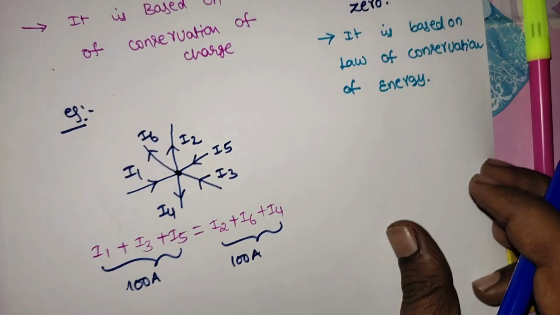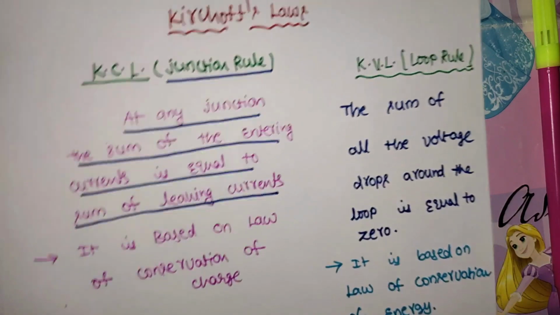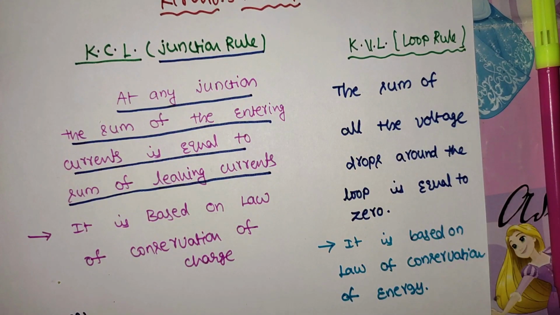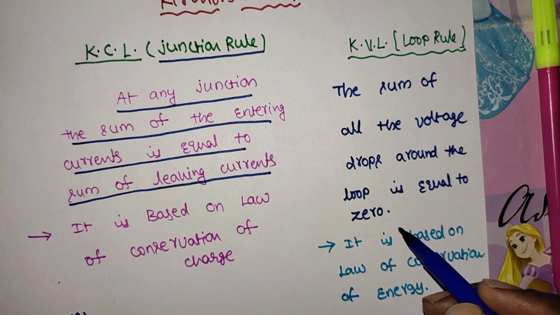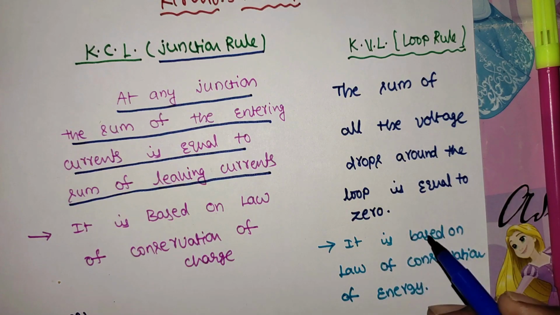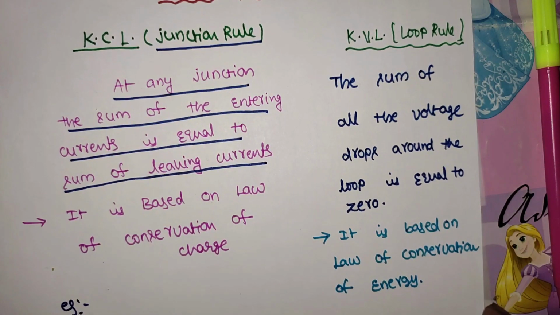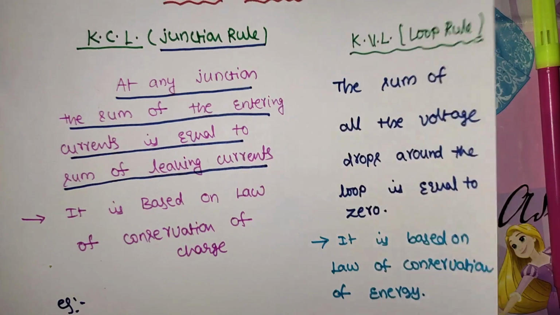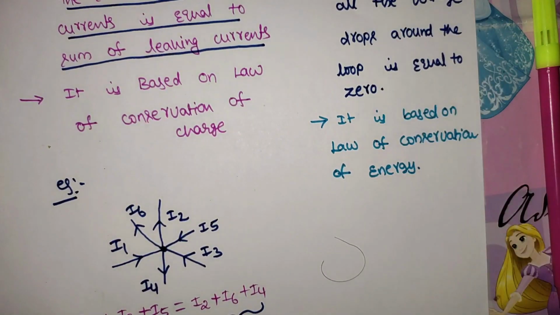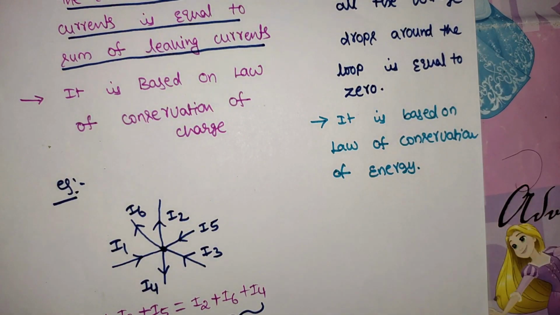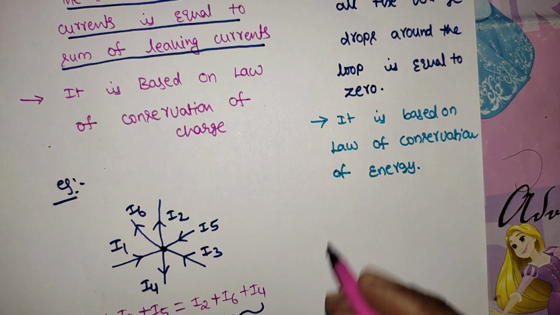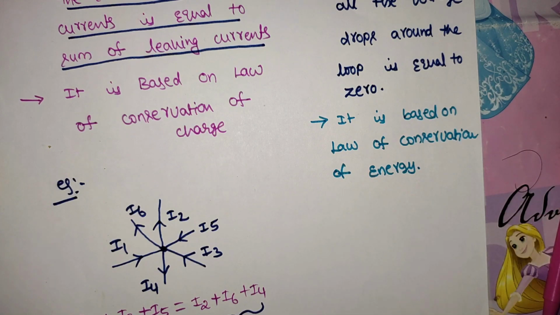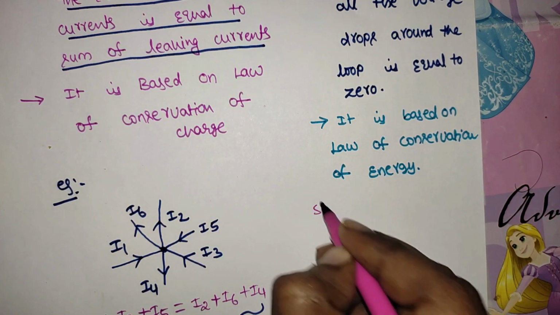Next, Kirchhoff's voltage law, KVL: the sum of all the voltage drops around a loop is equal to 0. This KVL is based on the law of conservation of energy. When applying this loop rule, we must follow the sign convention. Very important sign conventions.